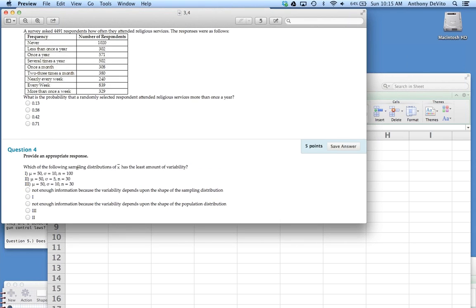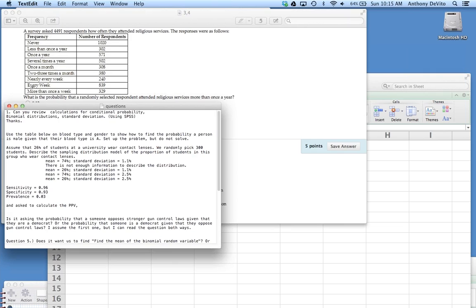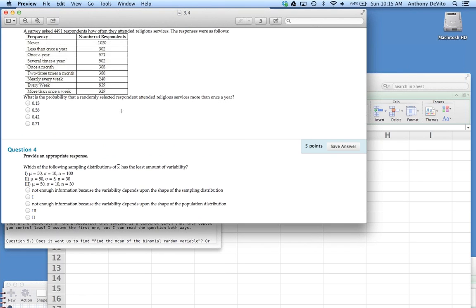Okay, let's look at question 4. Which of the following sampling distributions of, I suspect, because some of the people's questions confused me in terms of, like, they would say it was number 6 or something like that. And then I look at number 6 and the question didn't seem relevant to number 6.